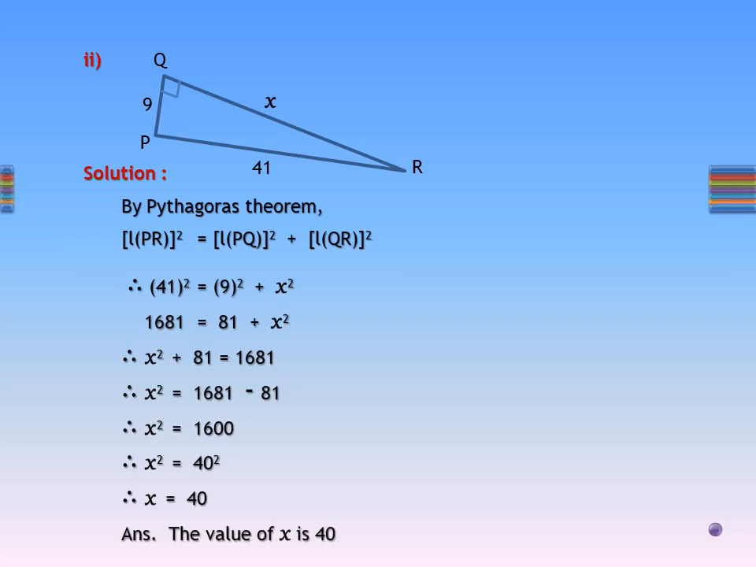We'll just rearrange this. So it will be x square plus 81 equals to 1681. So we have to find x square. So x square equals to 1681 minus 81. So if you subtract 81 from this, you will get x square is equal to 1600, which is the square of 40. So we can write x square is equal to 40 square. If you remove the squares from both the sides, you will get x is equal to 40. Therefore, the value of x is 40.